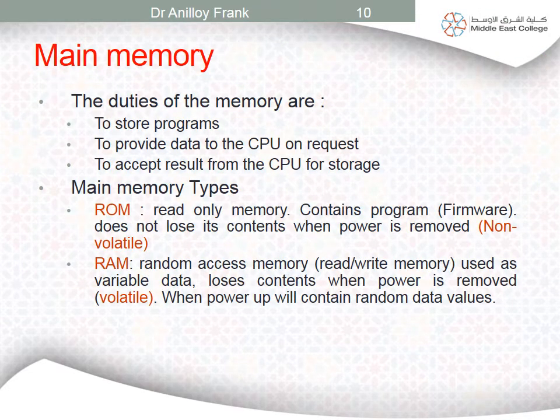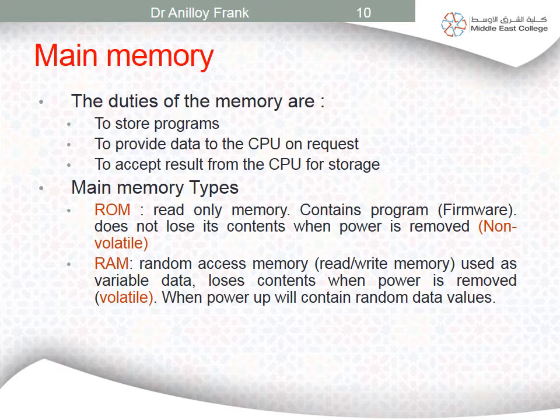The main memory. The purpose of main memory is to store the program, to provide data to the CPU on request, and to accept results from the CPU for storage. There are two types of main memories: ROM, which stands for read-only memory, contains the program and does not lose its content when the power is removed.